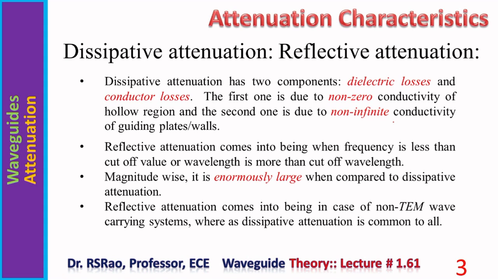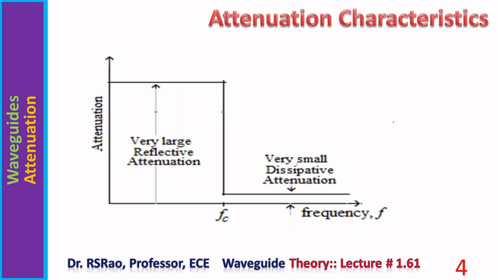Reflective attenuation comes into being when frequency is less than cutoff value or wavelength is more than cutoff wavelength. Magnitude wise, it is enormously high when compared to dissipative attenuation. Reflective attenuation comes into being in case of non-TEM wave carrying systems, whereas dissipative attenuation is common to both TEM and non-TEM carrying systems. Here is shown a somewhat idealized attenuation characteristic of a waveguide.